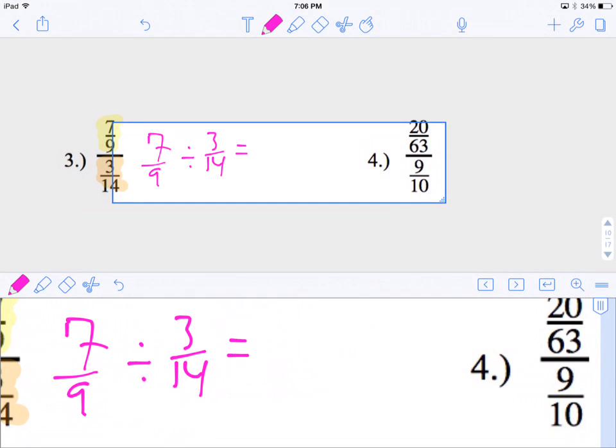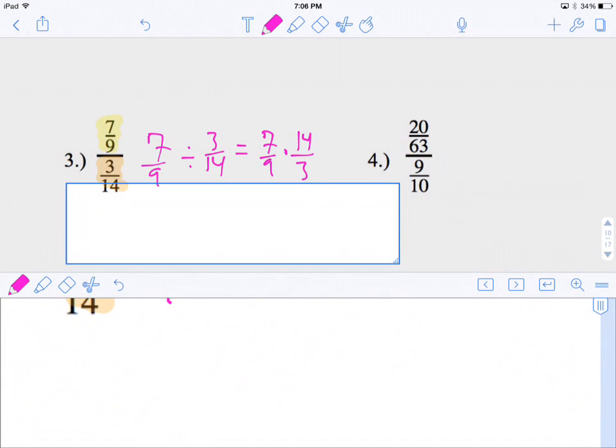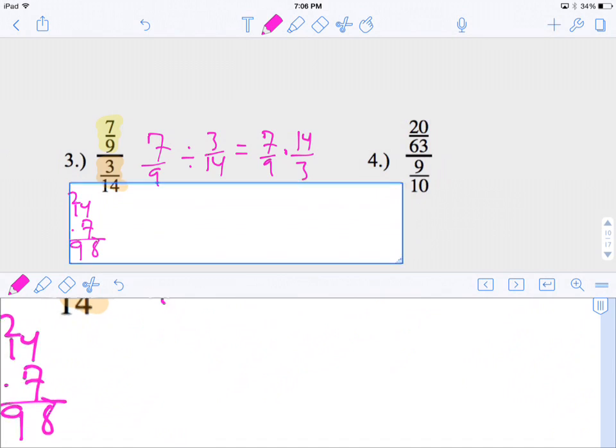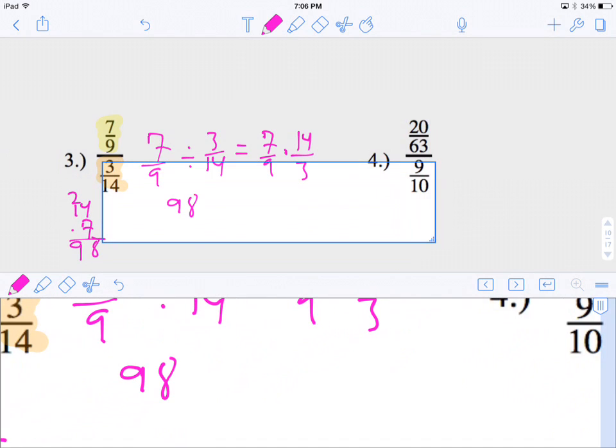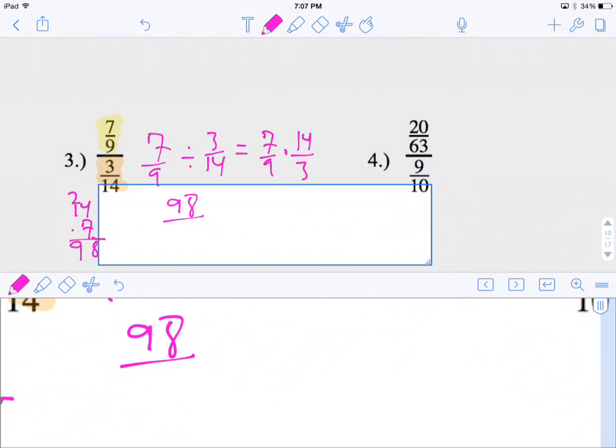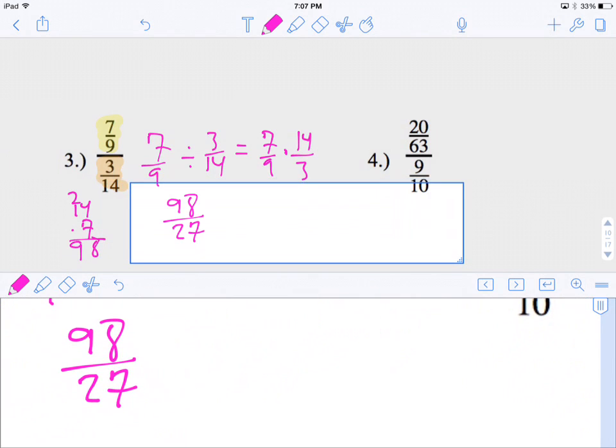But this really means 7/9. We multiply by the reciprocal, 14/3. Okay, and down here, I'm going to keep going. 7 times 14. Well, I need to do a little scratch work. 7 times 4 is 28. We got 7 times 1 and 2 more is 98. So we get 98 over 9 times 3, which is 27. Okay, and then we can simplify by dividing these. So I'm going to leave it like this because I don't feel like simplifying it right now.